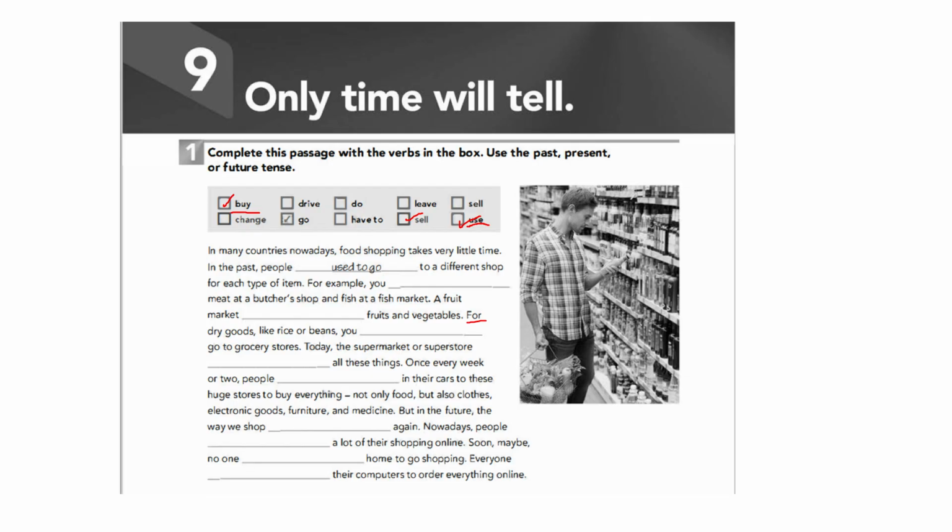Tell me, Giovanni. I put this: you had to go to the grocery store. Is it correct? Yes, it is correct. For dry goods like rice or beans, you had to go to grocery stores. So until here, we have been talking about the past.